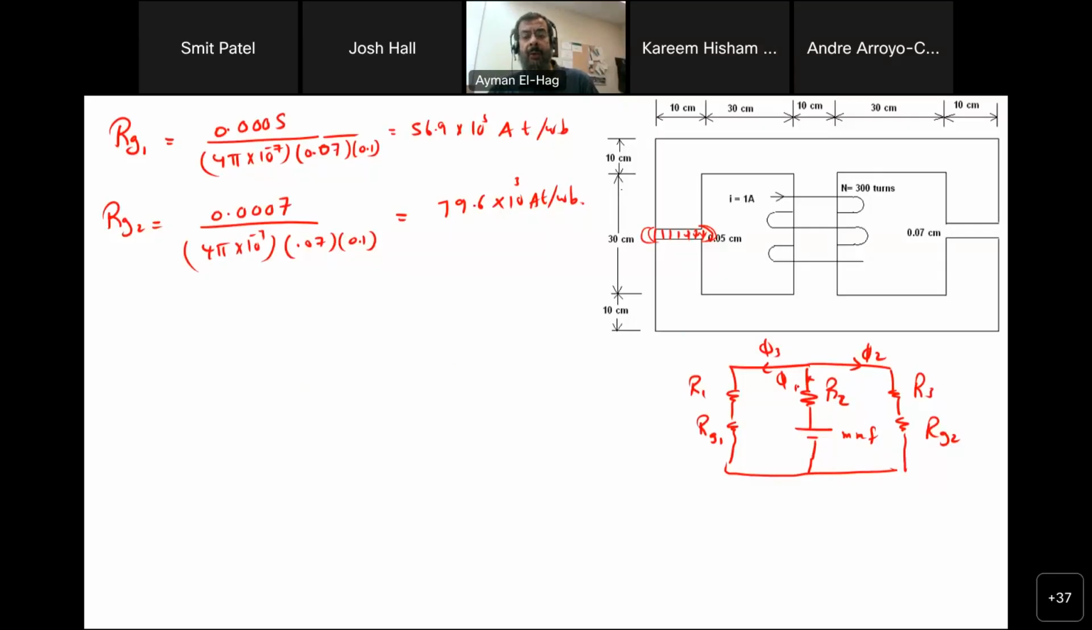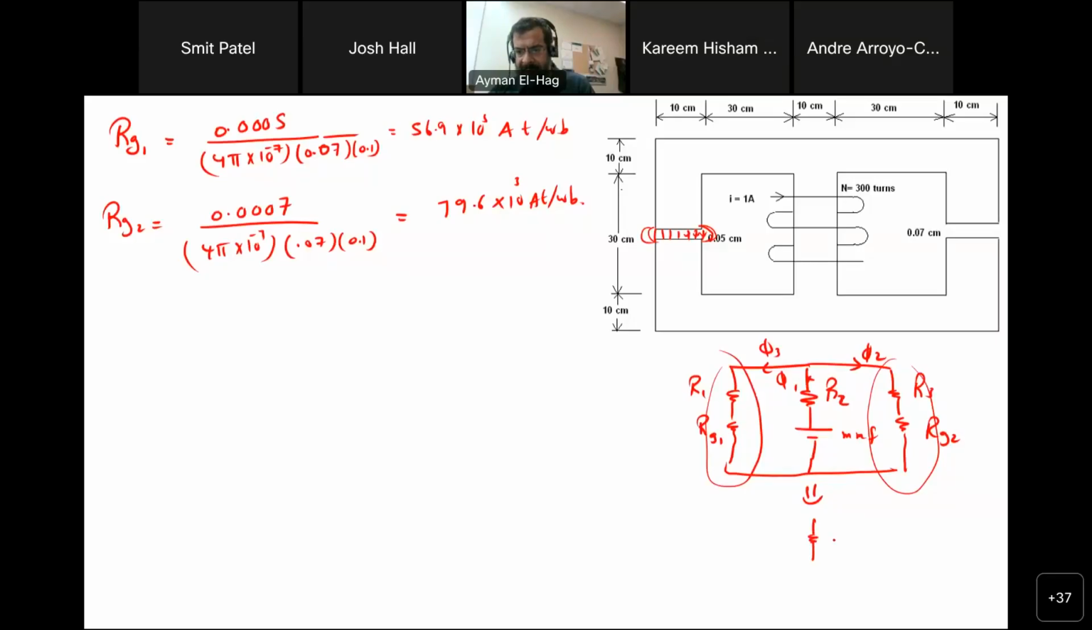You have three unknowns: phi 1, phi 2, and phi 3. Then you need three equations, so you need one KCL and two KVL. You can solve simultaneous equations if you want, or you can do some circuit reduction. So for example, now this branch and this branch, they are in parallel. So I would do the following.